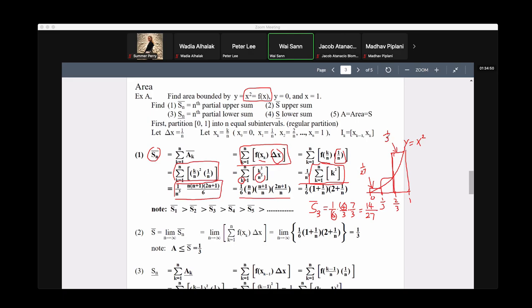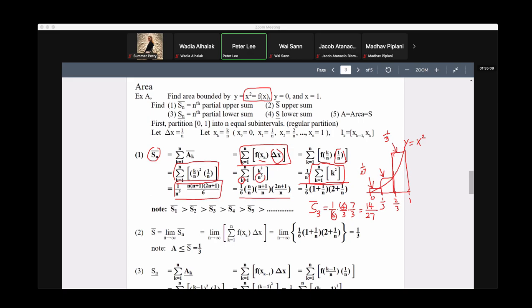Okay, sorry. Because the height of the tall rectangle is 1, and then the base is 1/3. So this guy's 1/3. Now what is the area of the middle rectangle, the second rectangle? What is the area of the second rectangle?